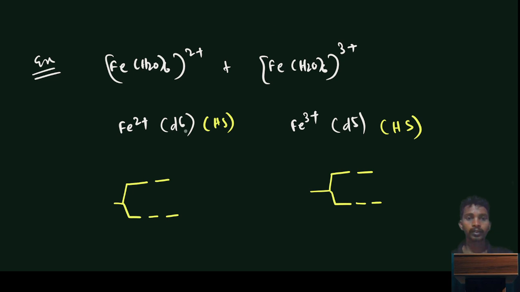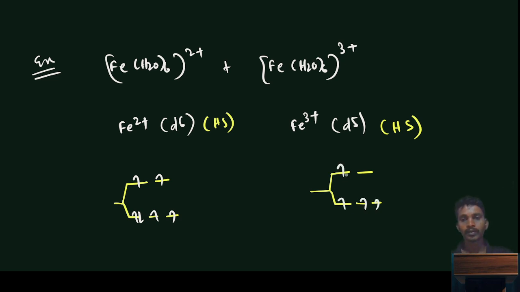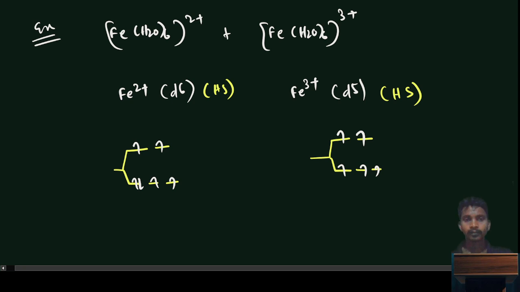Okay, so if I took that, then D6 high spin: 1 2 3 4 5 6. This is also D5: 1 2 3 4 and 5. Okay, so now, how will the electron transfer happen?